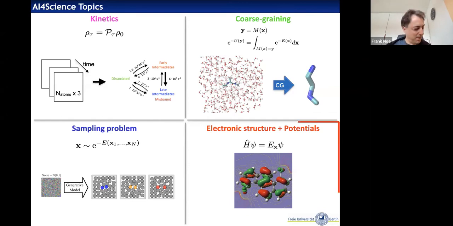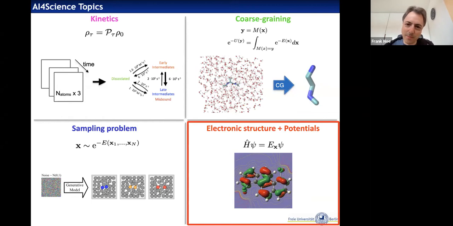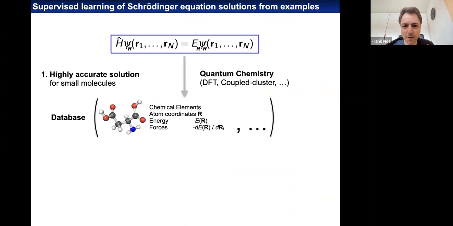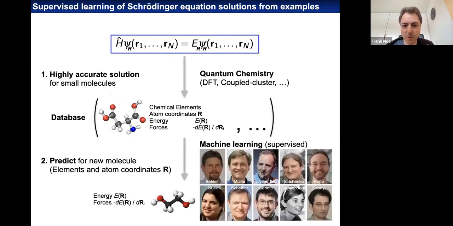I know many people in the audience are maybe interested in the classical simulation side as well, but I've definitely seen a couple of people that might be interested in electronic structure. And so basically, when you're thinking about machine learning for electronic structure problems, probably the first thing that comes to mind is that one can do supervised learning on pre-computed quantum chemistry solutions for small molecules.